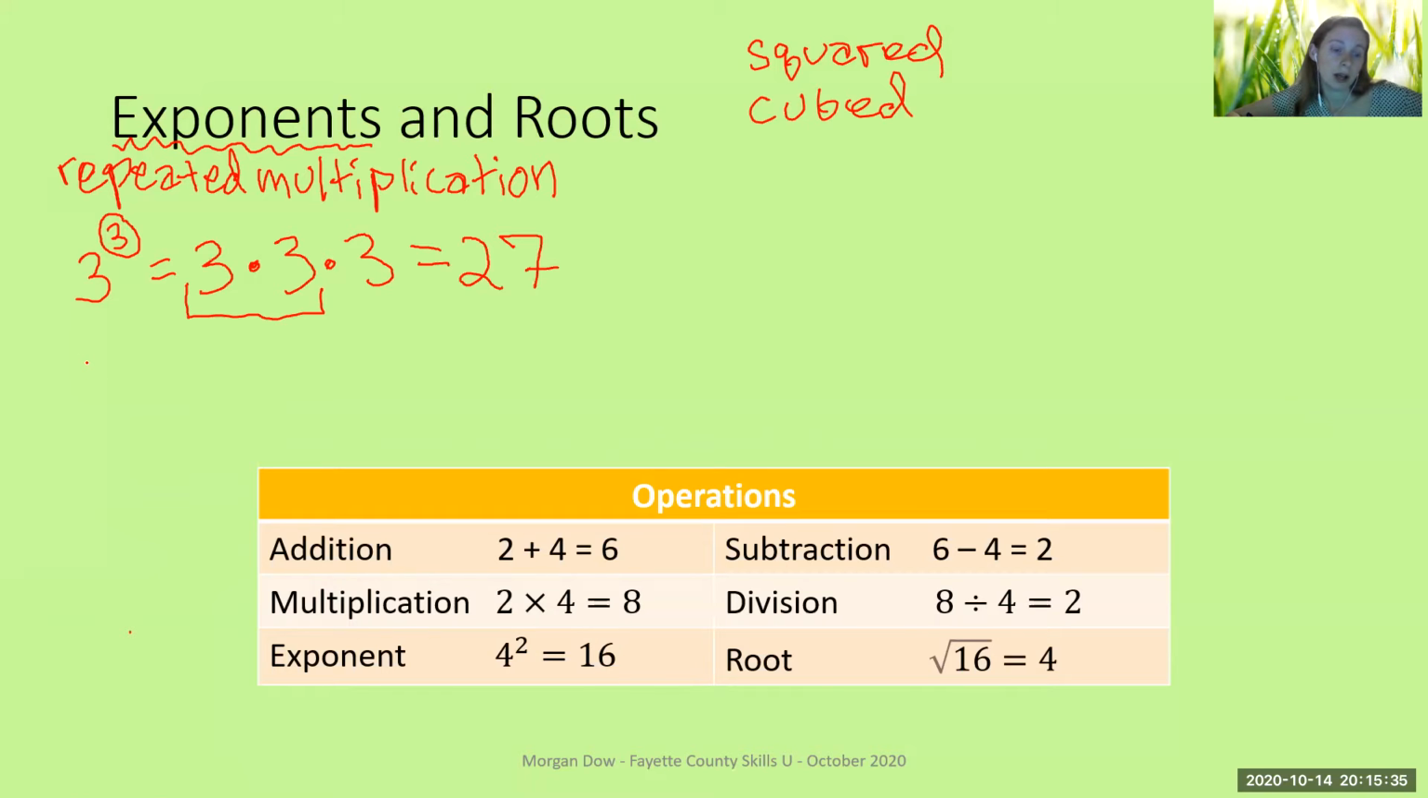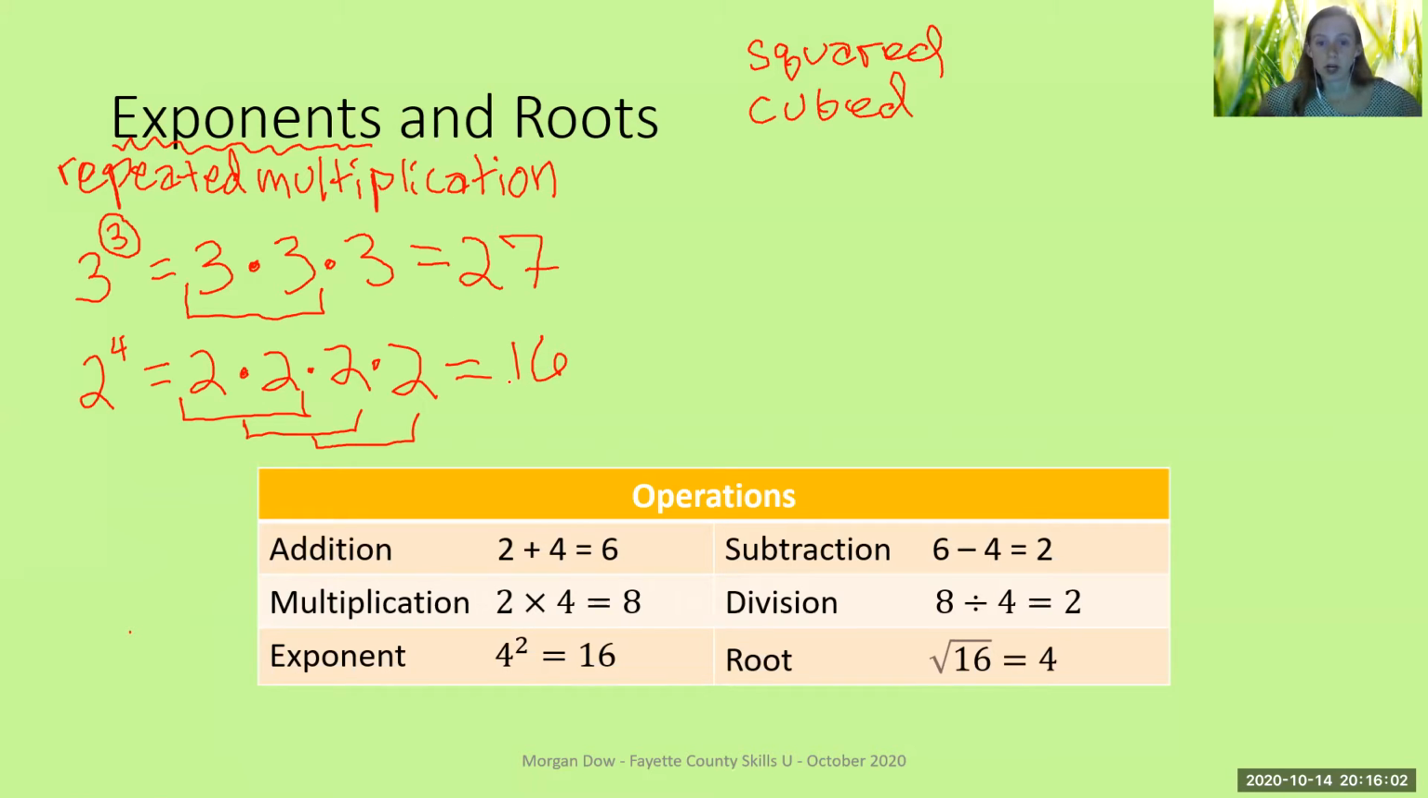Let's do 2 to the 4th power. So this is saying take 4 2s and multiply them together. So 2 times 2 is 4. 4 times 2 is 8. And 8 times 2 is 16. So 2 to the power of 4 is 16.